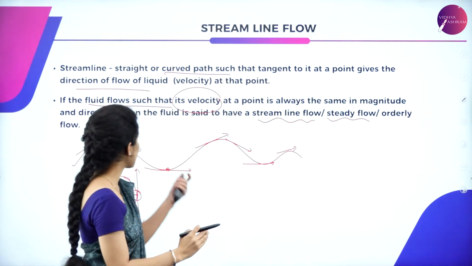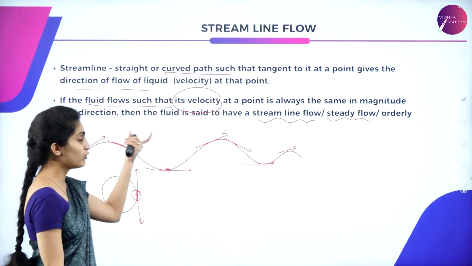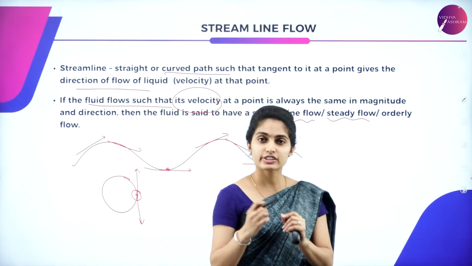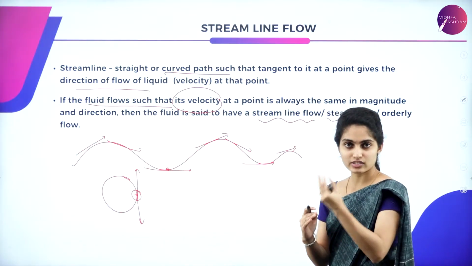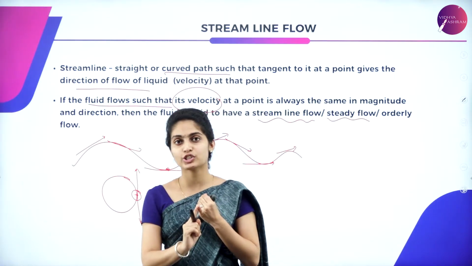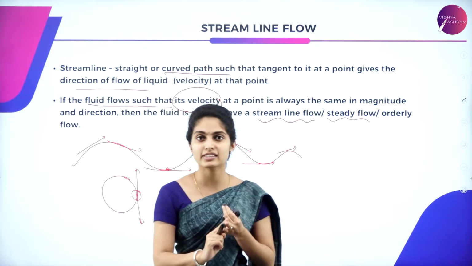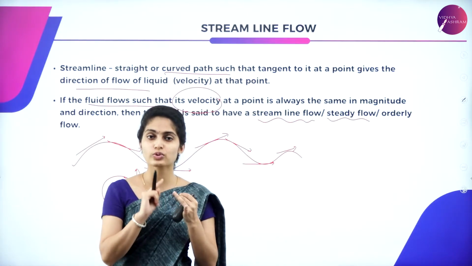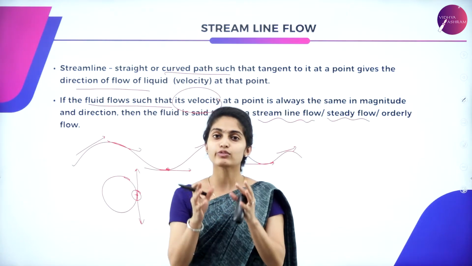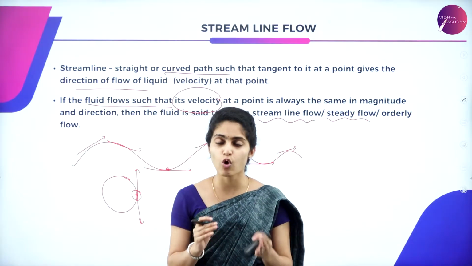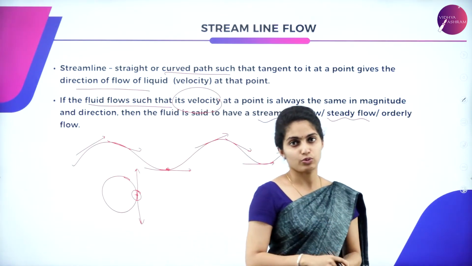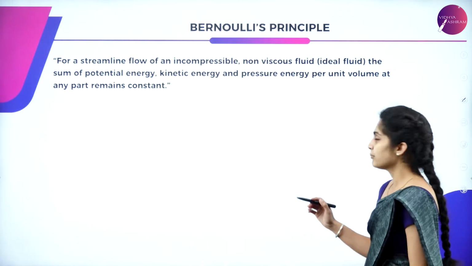So it says that if the fluid flows such that its velocity at a point, the velocity along any tangent, that is the flow of water at a certain point, has the same magnitude and the same direction, if both magnitude and direction are the same at that specific point, then the flow is known as orderly flow, or a steady flow, or else a streamlined flow. That is all about streamline flow.